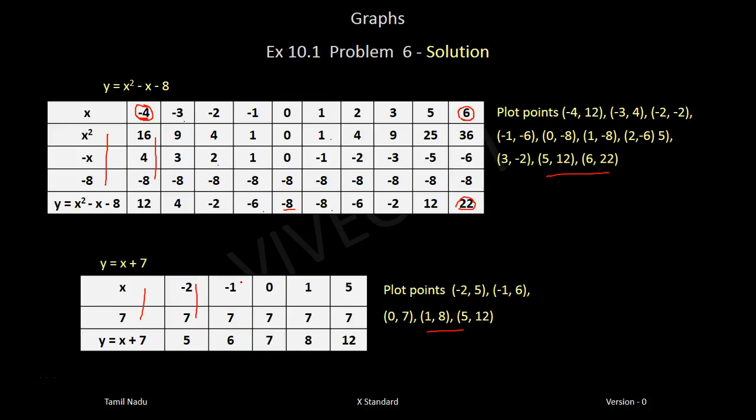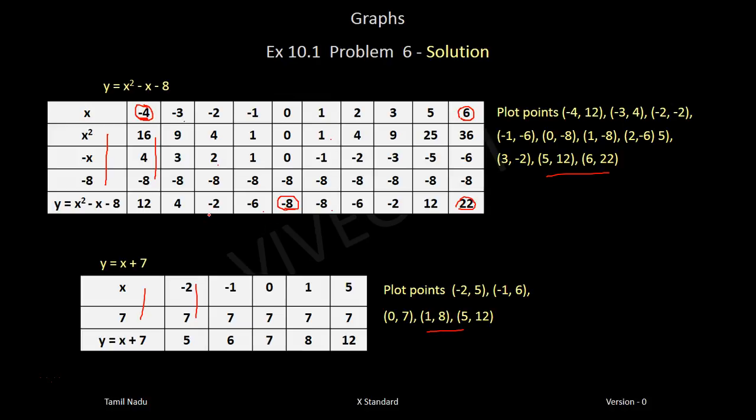Minimum, there is all positive, so this is the least value of both the straight line and the curve. So what is the maximum minus minimum? 22 minus of minus 8, so it will become 30. 30 means we'll have to have 1 centimeter equal to 2 units. So the x-axis is 1 centimeter equal to 1 unit, y-axis is 1 centimeter equal to 2 units.